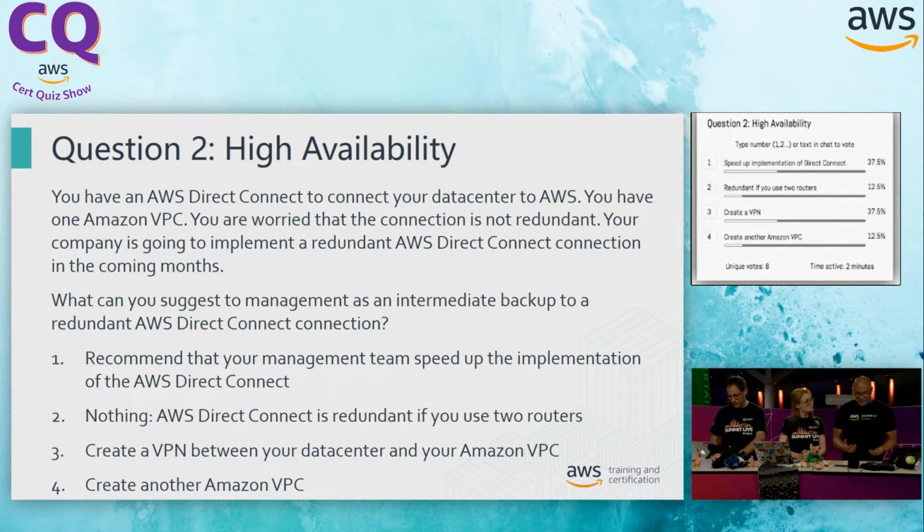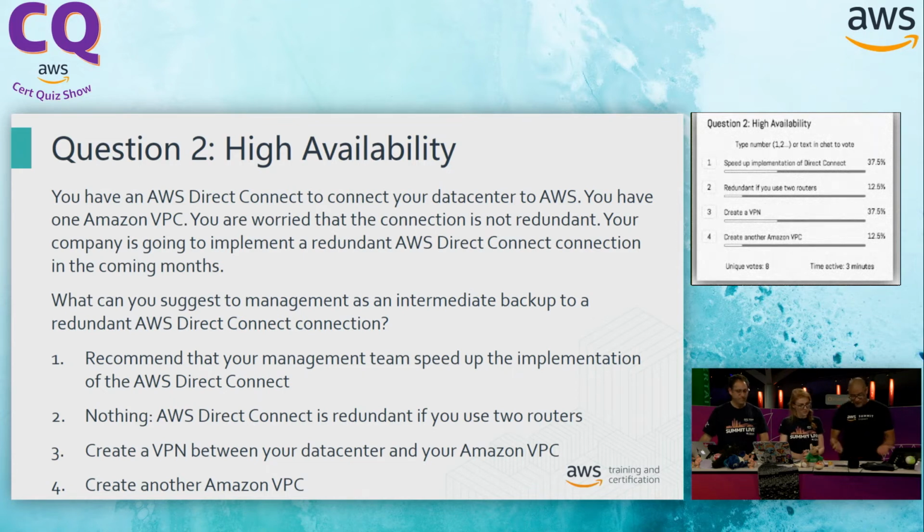Okay. So number 3, create a VPN between your data center and VPC. That sounds really good to me. You can create a VPN or an IPsec tunnel between your on-prem data center and your VPC. Because there's no requirement here that the traffic can't flow over the internet, we can provision that VPN, and we're meeting the requirements in this case.